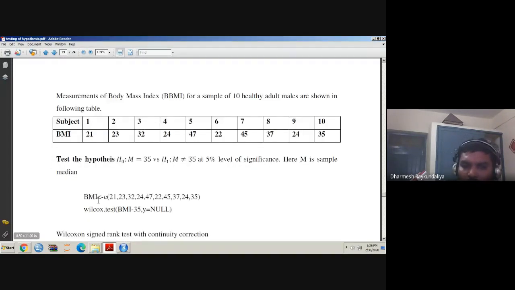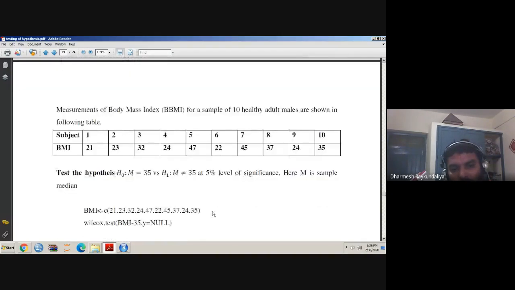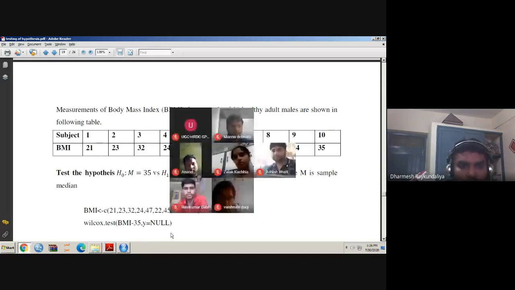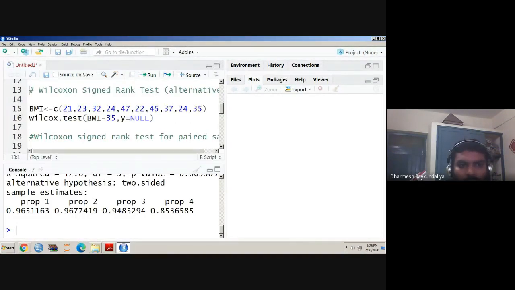How to enter? BMI equal to c, bracket 21, 23 up to, you enter, bracket over. And then which test is applied? I wish to apply the Wilcoxon signed rank test. So the command name is wilcox.test. The file is already provided to you, so that's no issue. Here, what is the null hypothesis? H naught: M equal to 35. So I take the variable BMI, subtract that cutoff point, and y is equal to NULL.